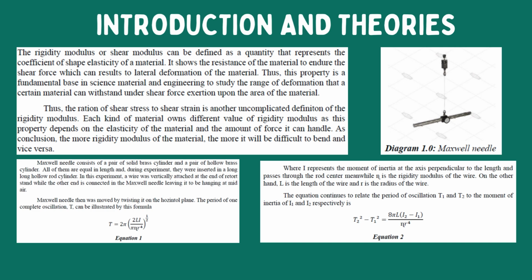The Maxwell needle consists of a pair of solid brass cylinders and a pair of hollow brass cylinders. All of them are equal in length, and during the experiment, they were inserted in a long hollow rod cylinder. In this experiment, a wire was vertically attached at the end of a retort stand, while the other end is connected to the Maxwell needle, leaving it hanging in mid-air.